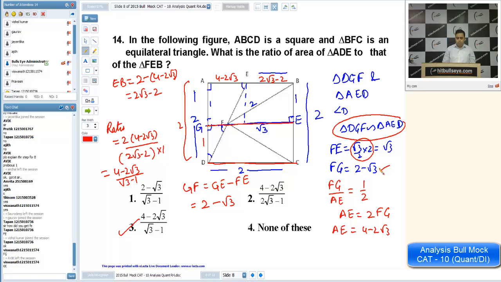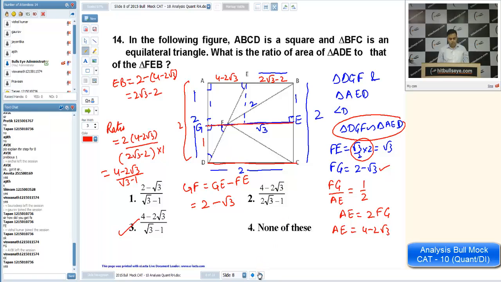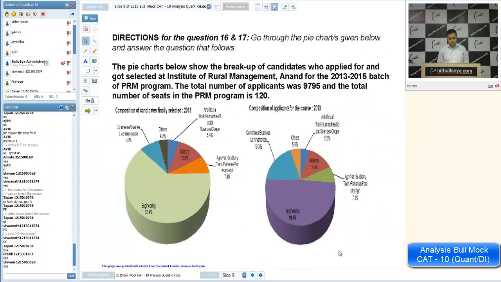Okay, shall I move on? Okay, this was a block from data, and this was an easier one. Shall I explain or not?